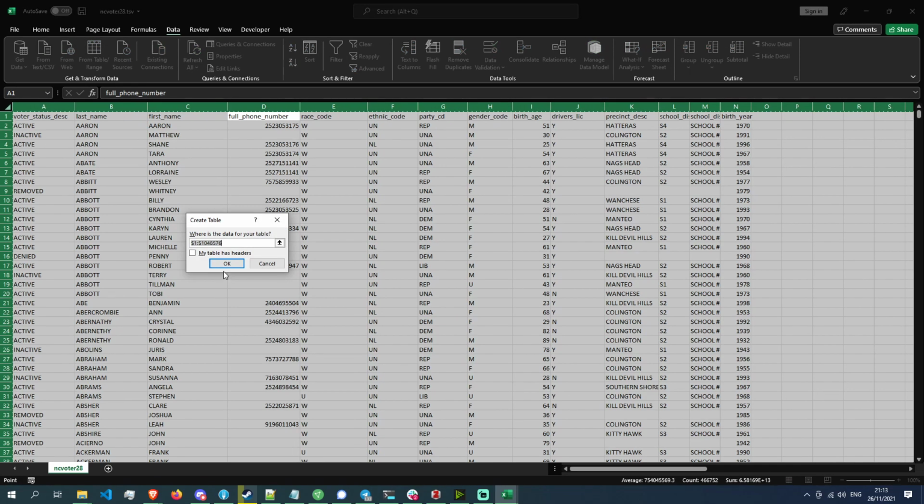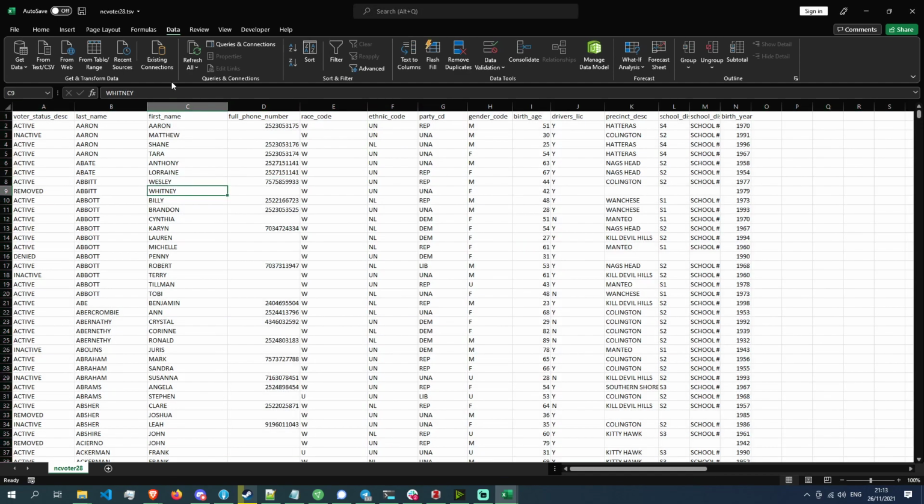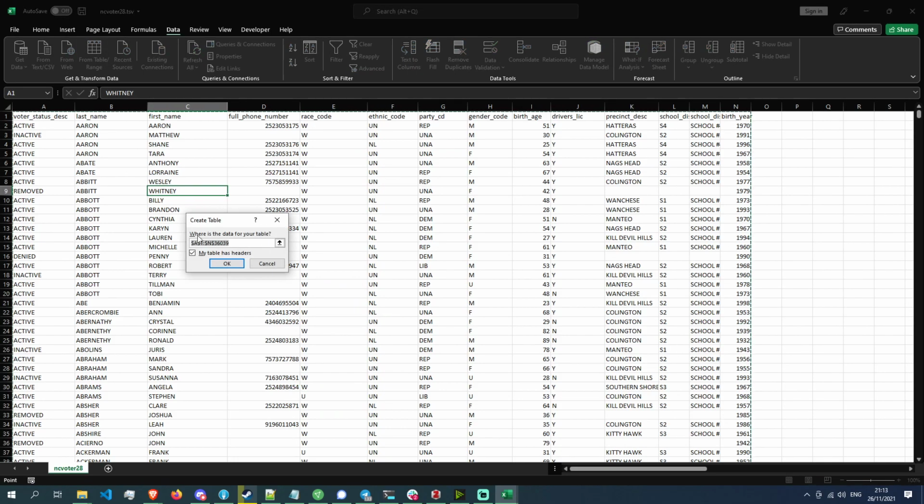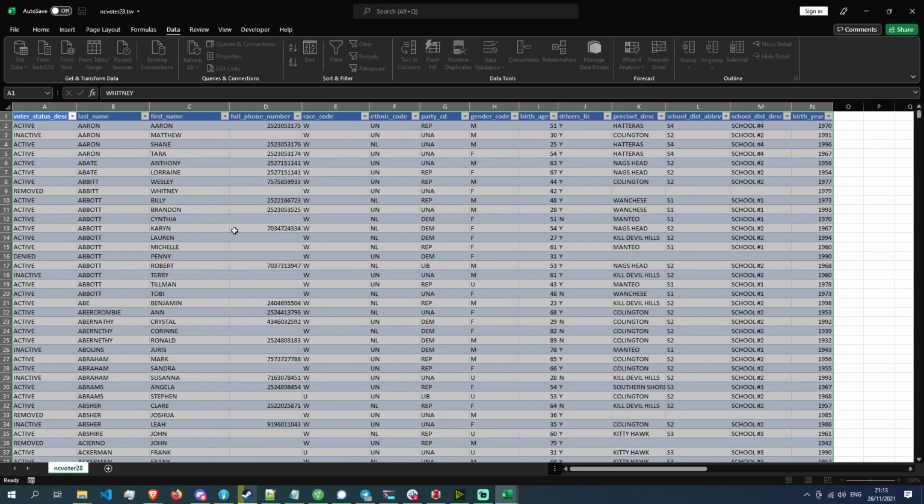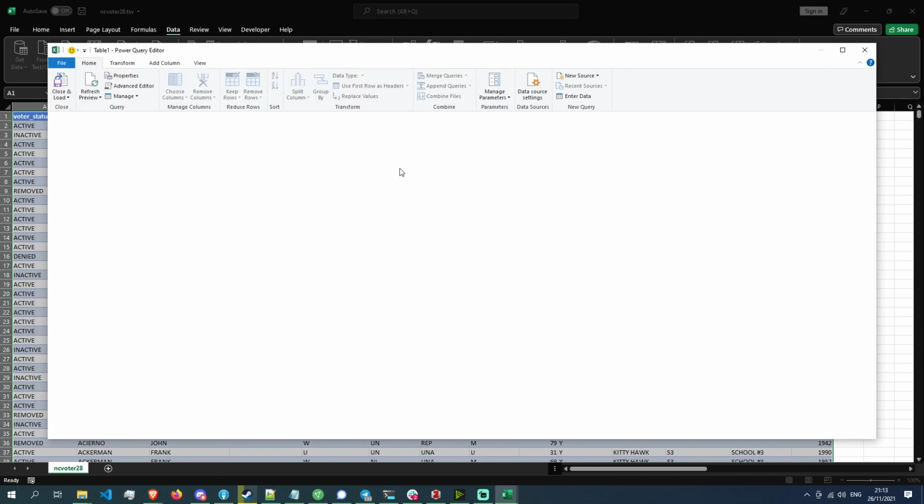Yep, where's the data for your table? No. My table has headers. Cancel. Let's go with from table range. Yeah, it goes to column N. My table has headers. Okay, we now have a table.